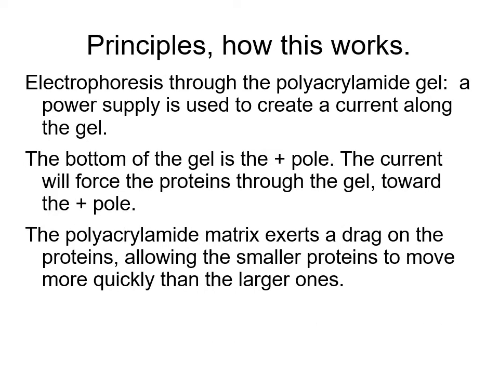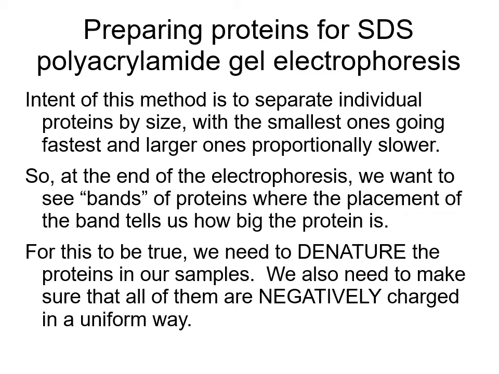Okay, so the principle of electrophoresis is that we're going to put a current across the gel. The gel on the bottom is a plus, and that will force the proteins through the gel. The acrylamide exerts a drag on the proteins, allowing the smaller ones to move more quickly than the larger ones. So the idea is we're trying to separate individual proteins by their size, with the smallest ones going fastest and the larger ones proportionally slower.